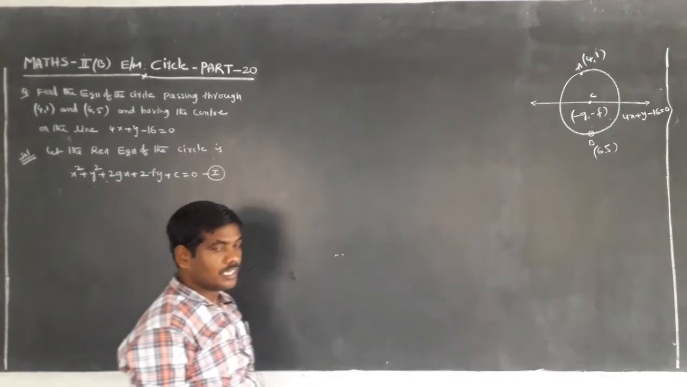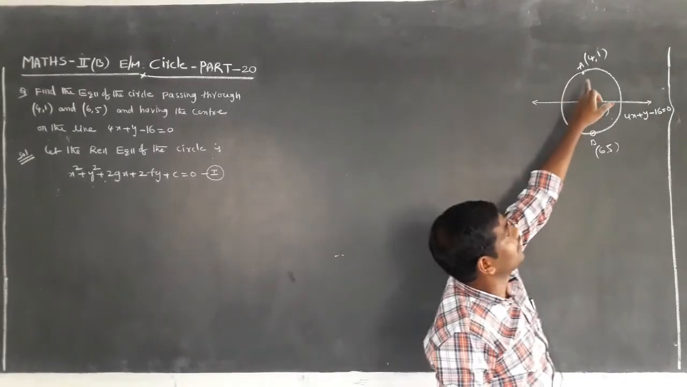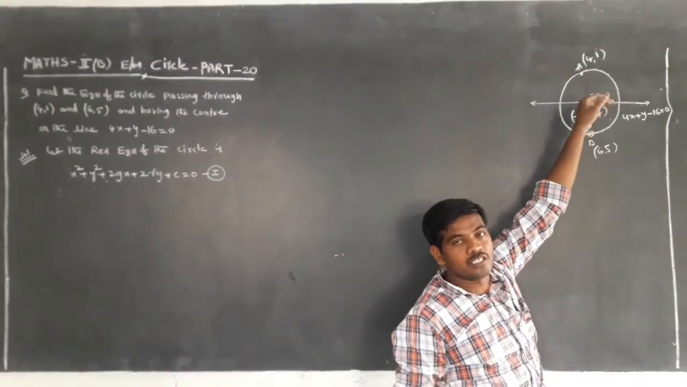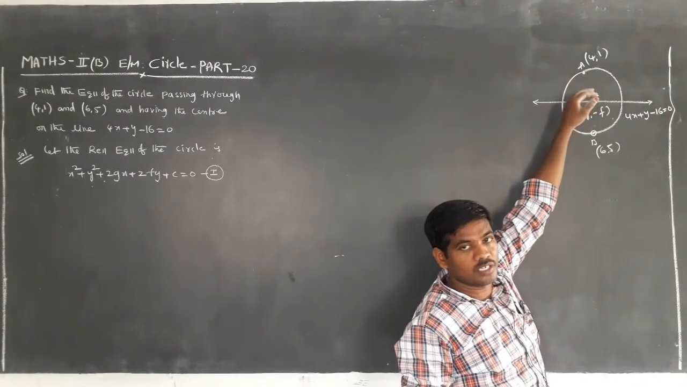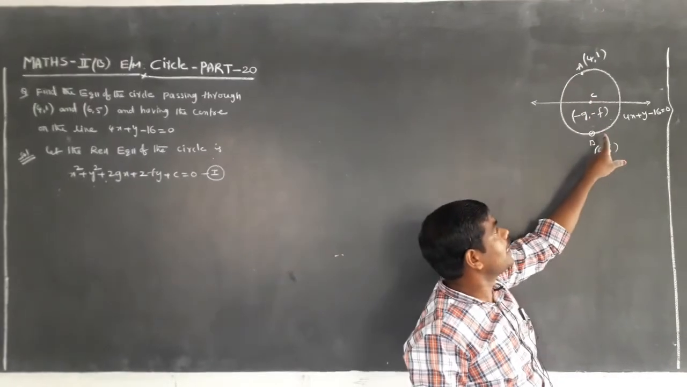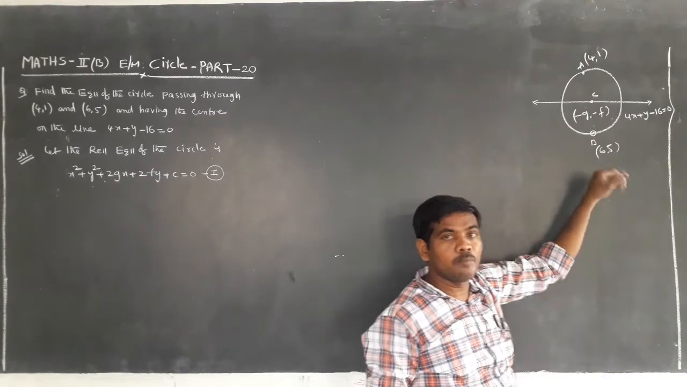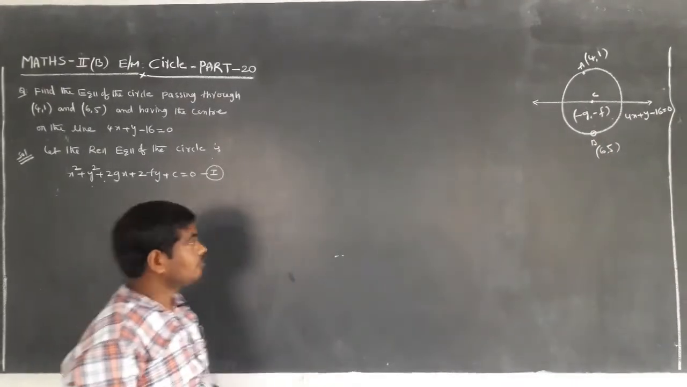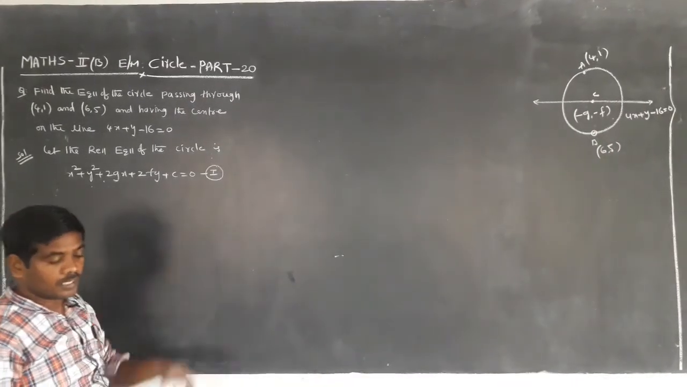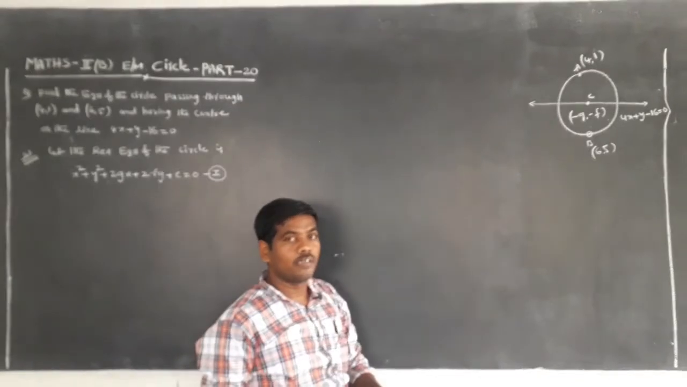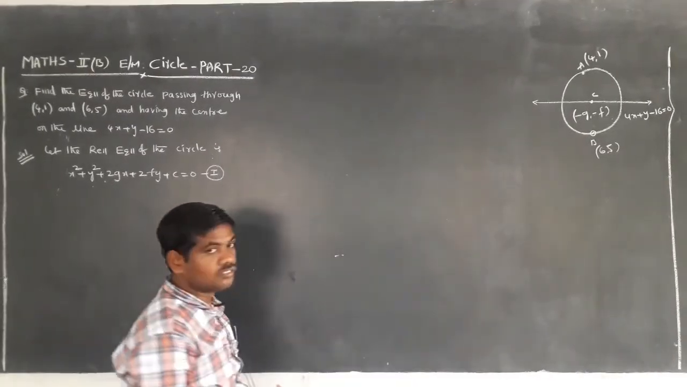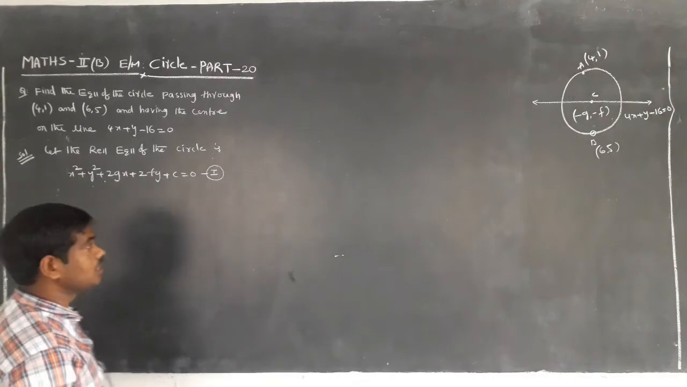First of all, the circle is passing through the point A, so substitute the A point in equation number 1. Again, the circle is passing through the point B, so substitute the B point in equation number 1. We find two equations in g, f and c.